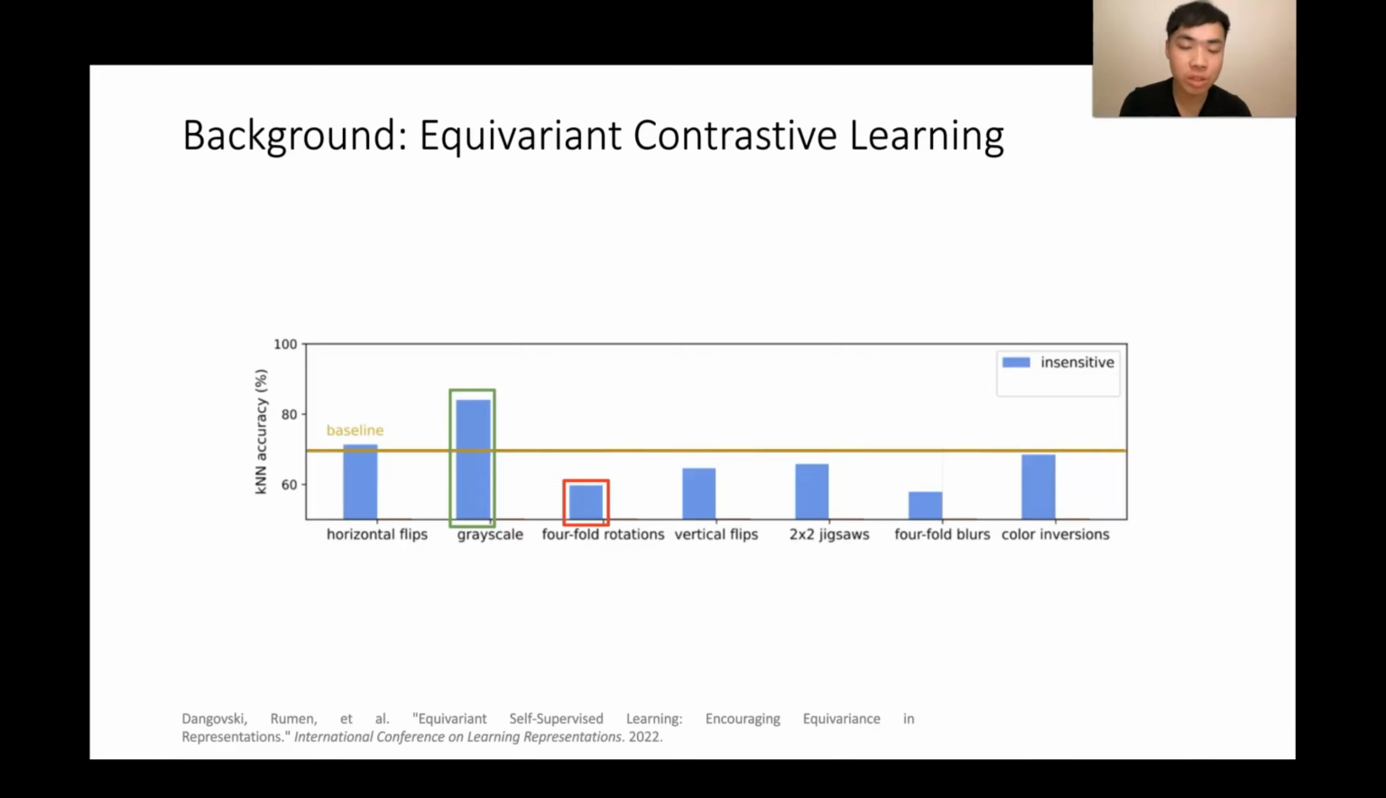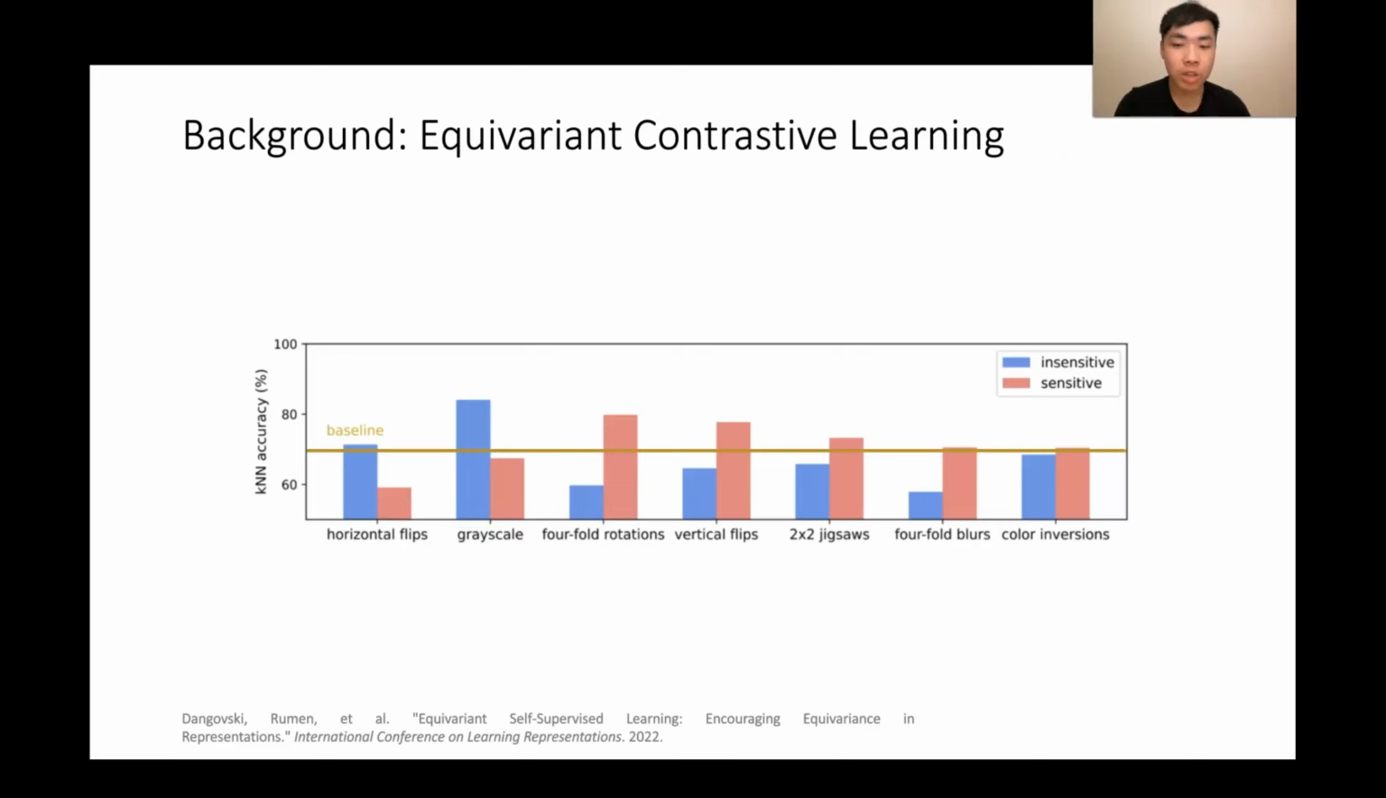However, 4-4 rotation is a really bad augmentation method, because you only obtain a much worse result compared to the baseline. So here we can try to do things differently. Instead of using this augmentation as positive pairs, we can try to make the model sensitive to these augmentations. By doing so, the performance of training a model to be sensitive to grayscale will be worse than the baseline. And if you train a model to be sensitive to 4-4 rotation, the performance is actually better than the baseline.